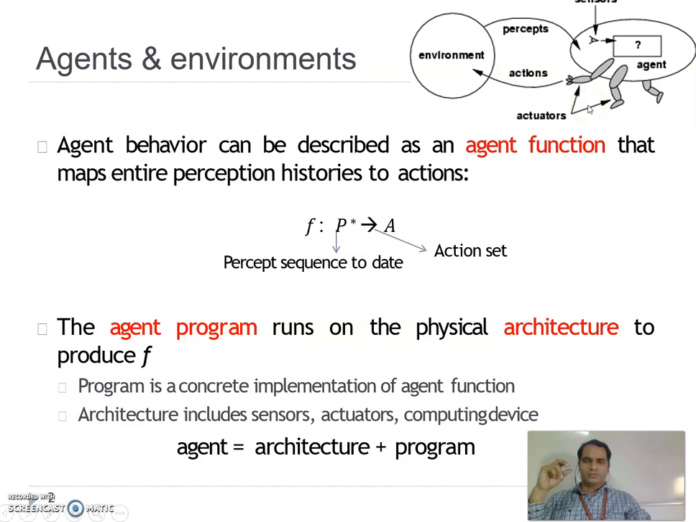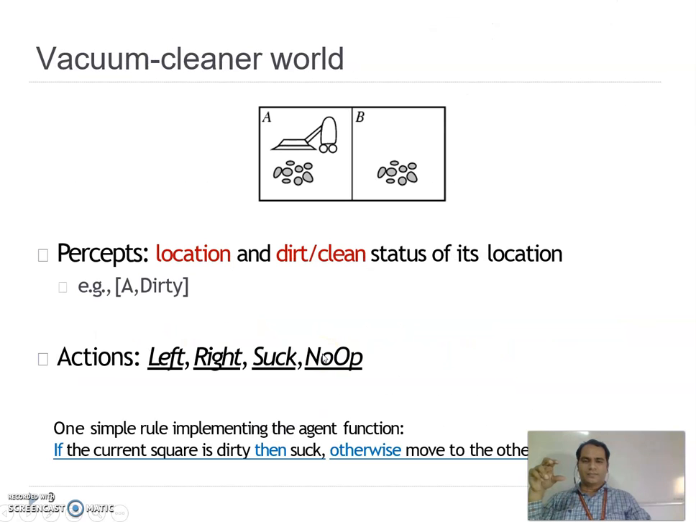This is what we discussed in the previous session: agents and environments. An agent takes percepts from the environment and then performs some actions using actuators. An agent has an agent function that maps the percept sequence to the action set. The agent program, which is very important, implements the agent function. The agent function runs on the physical architecture.